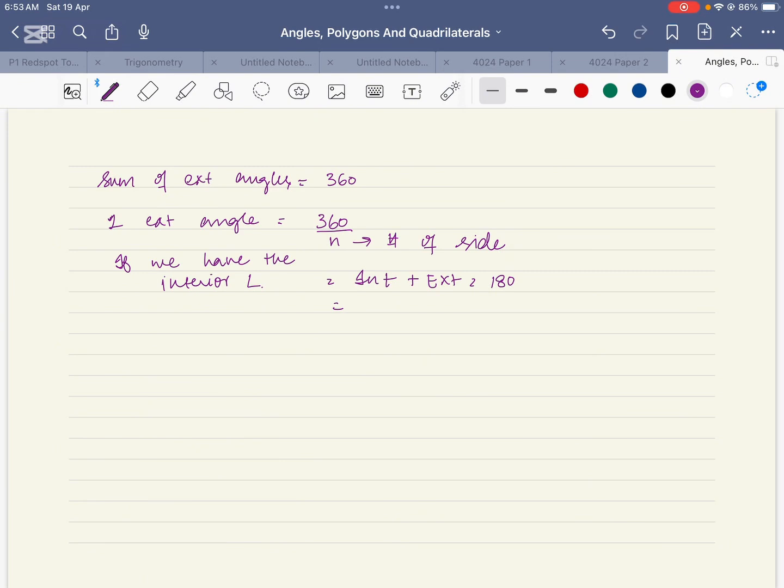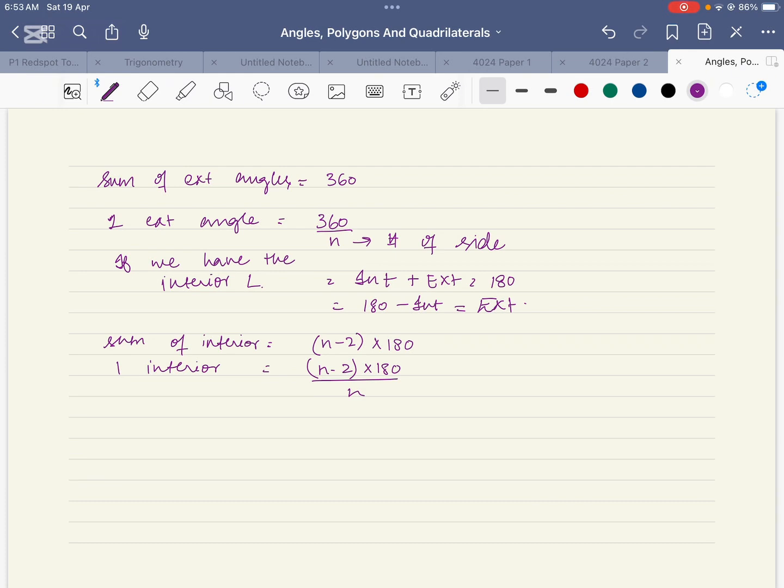If we know one interior angle, then 180 minus interior is equal to one exterior angle. The sum of interior angles formula is (n minus 2) into 180, where n is again the number of sides, and one interior angle is equal to the sum divided by the number of sides, which is n. Now let's do a few questions.